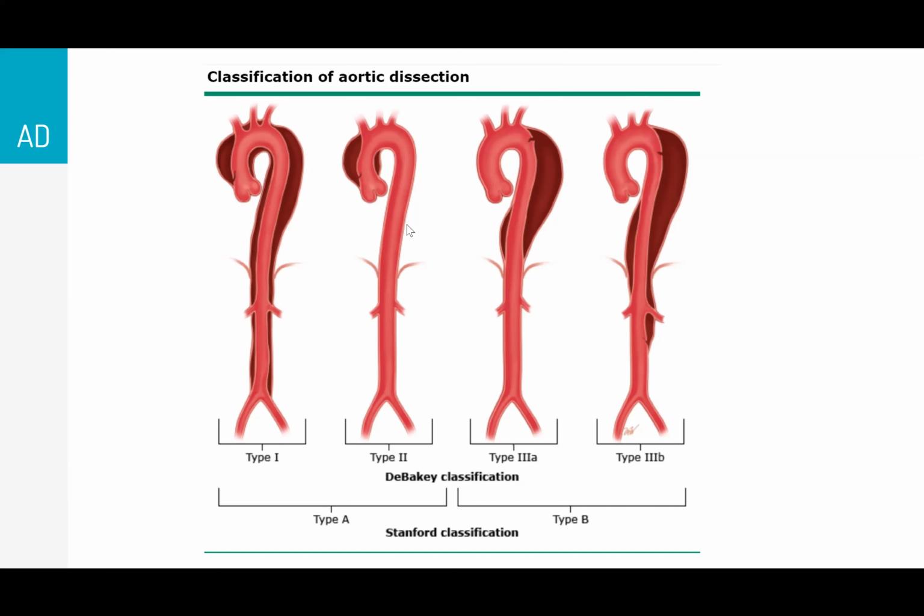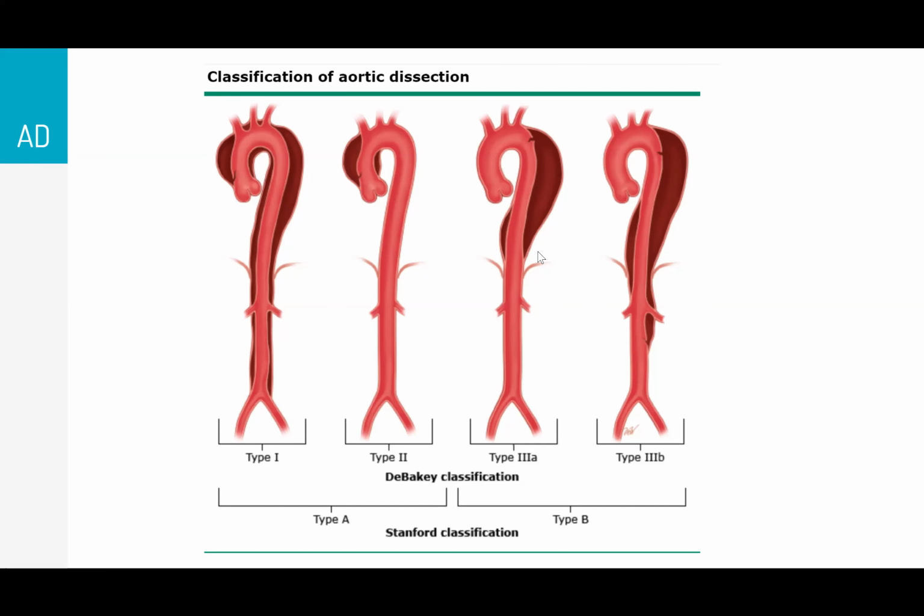For the DeBakey, it's concerned mainly about the origin of the primary tear and the extent of the dissection. In the first one, which is type 1, the primary tear happens in the ascending aorta. So this is considered type 1, regardless of the extension of the dissection. For type 2, sorry, it's not regardless, it's type 1 and it extends all over the aorta. Type 2, it's the same location of the primary tear, but it only involves the ascending aorta.